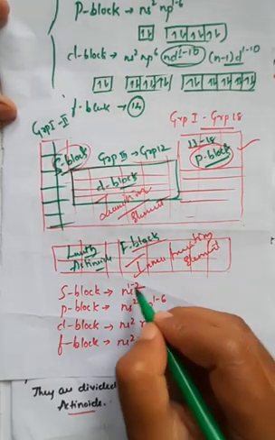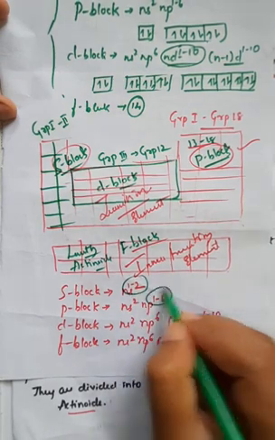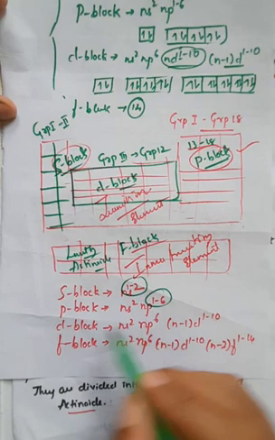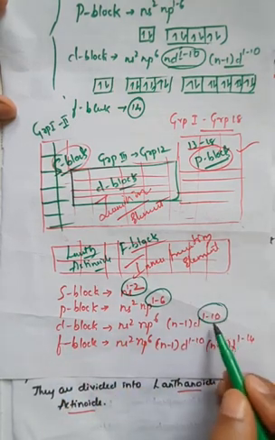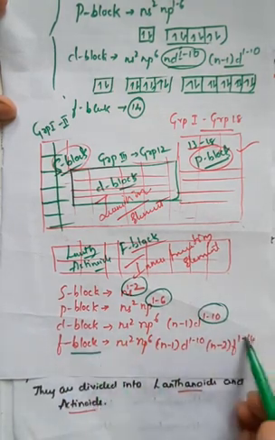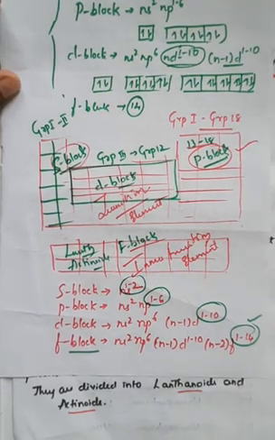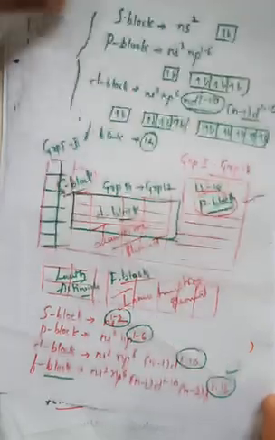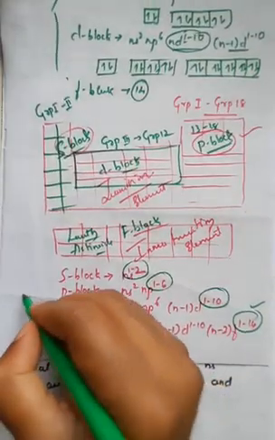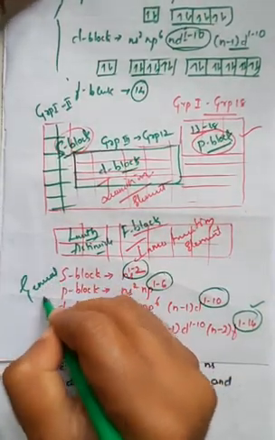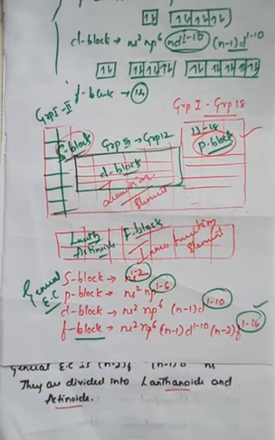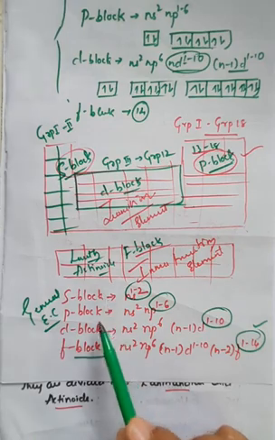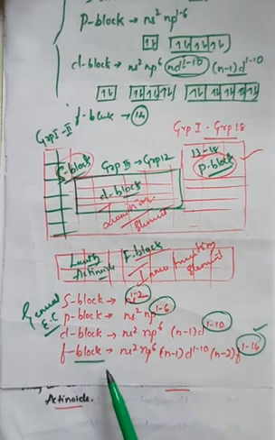Here you can observe, for S block minimum is 1, maximum is 2. In case of P block, minimum is 1, maximum is 6. In case of D block, minimum is 1, maximum is 10. And in case of F block, maximum it can hold 14 electrons. So these are the general electronic configurations of the different blocks in the periodic table: S block, P block, D block as well as the F block.